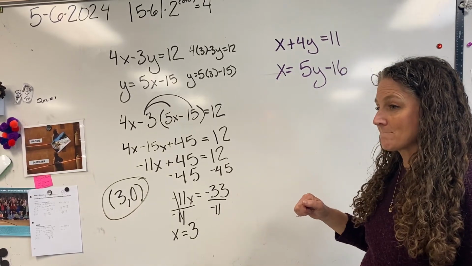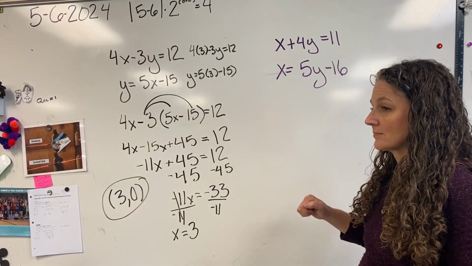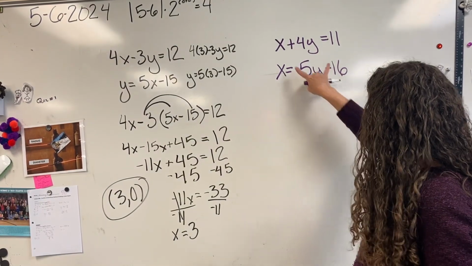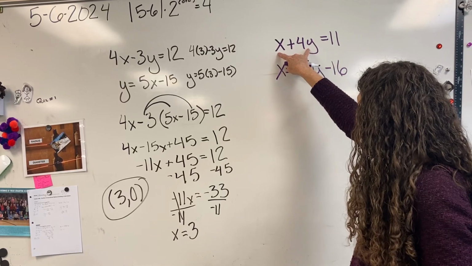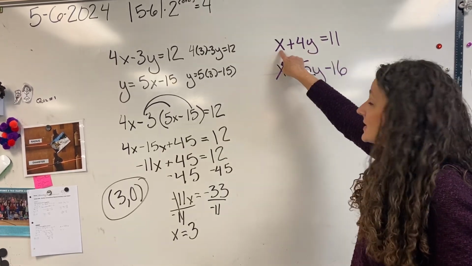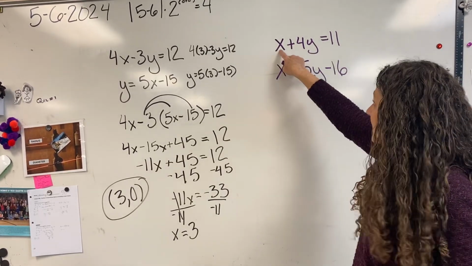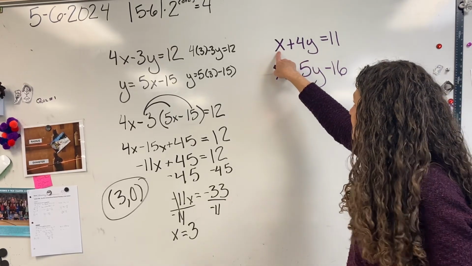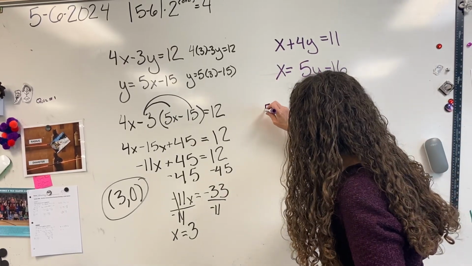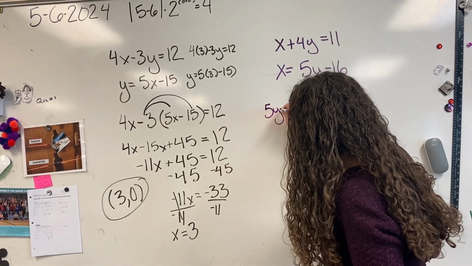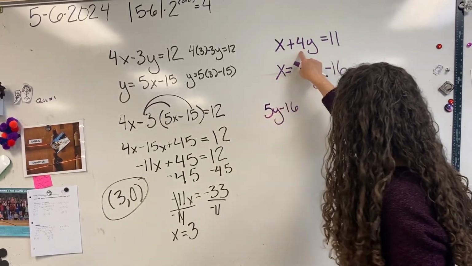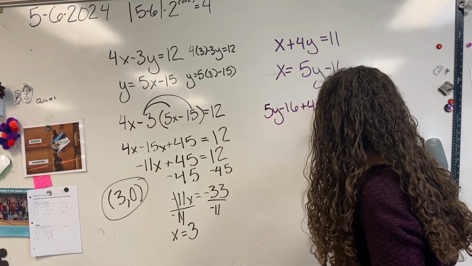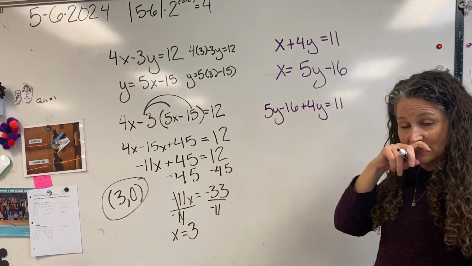x equals 5y minus 16. So I'm going to take this equation and rewrite it, but everywhere I see an x, instead of writing x, I'm going to write 5y minus 16. Nothing's multiplied by that, though. That's why it's nice. 5y minus 16, and then I have plus 4y equals 11.